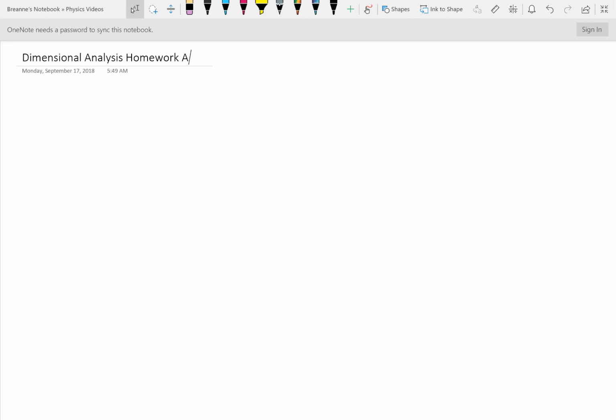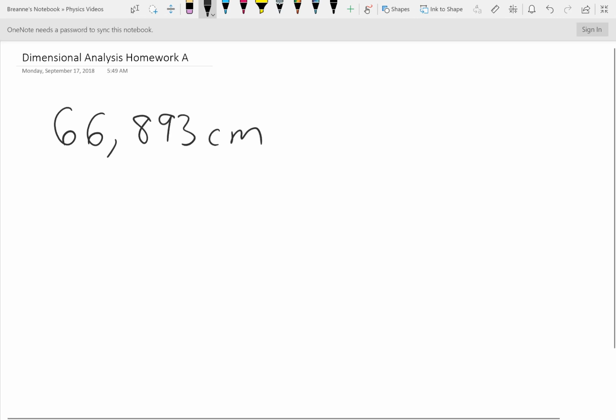I'm going to do the dimensional analysis homework, and I'll step through what I would do to solve the problem. The first problem says we need to convert 66,893 centimeters, and we're trying to get to miles. So we're going from centimeters to miles.